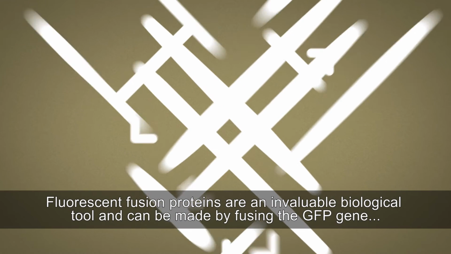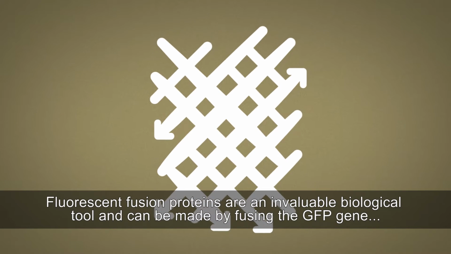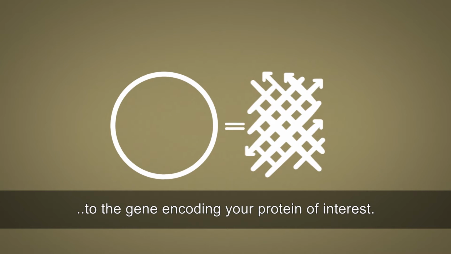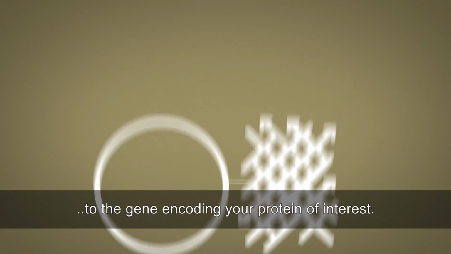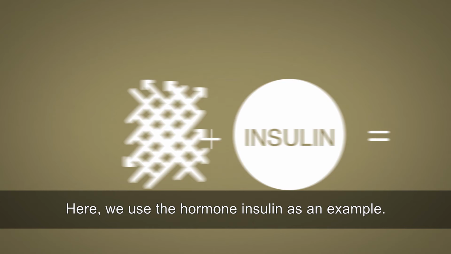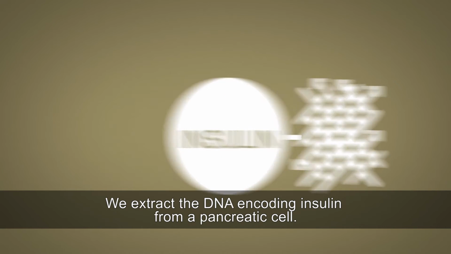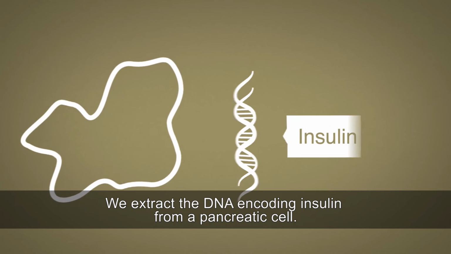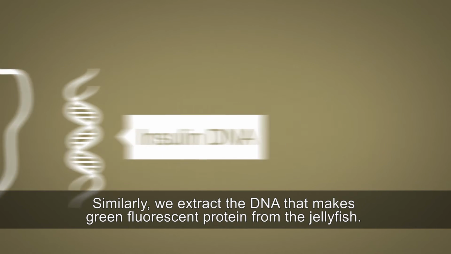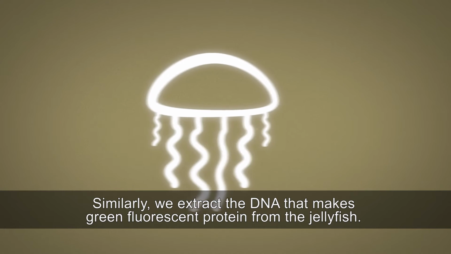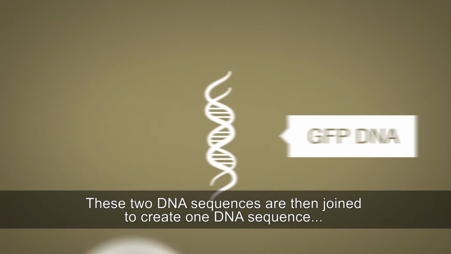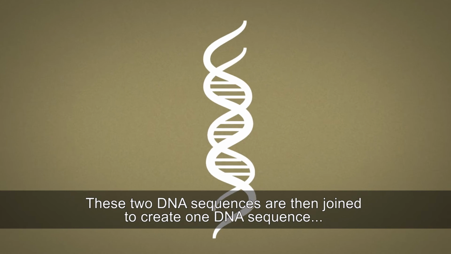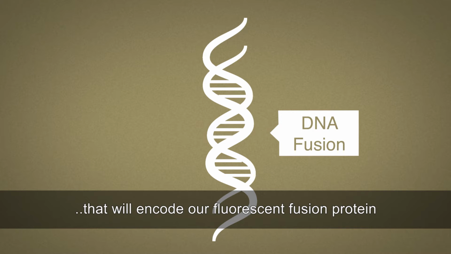Fluorescent fusion proteins are an invaluable biological tool and can be made by fusing the GFP gene to the gene encoding your protein of interest. Here we use the hormone insulin as an example. We extract the DNA encoding insulin from a pancreatic cell. Similarly, we extract the DNA that makes green fluorescent protein from the jellyfish. These two DNA sequences are then joined to create one DNA sequence that will encode our fluorescent fusion protein.